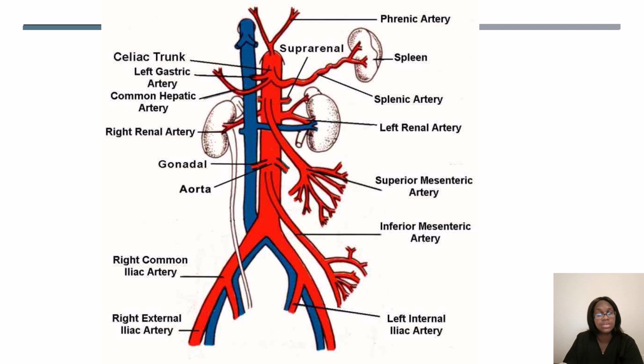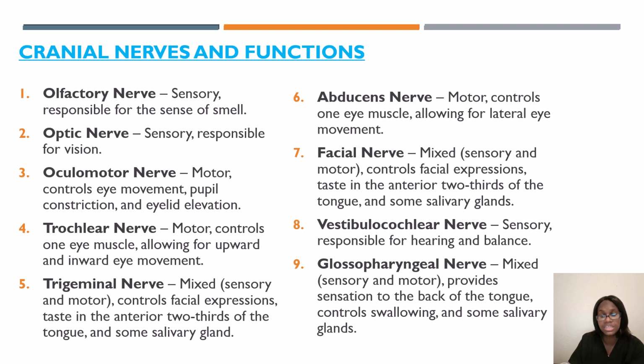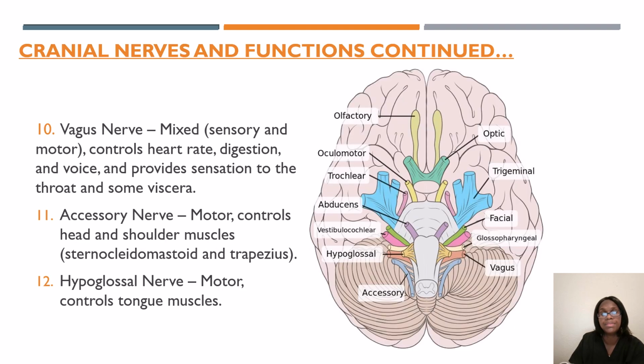I will say, know this information, know how to pick it out, know which area it branches off to or from. How many cranial nerves do we have? Do you know that it's 12? Which number corresponds to which one? You can also know the functions of the cranial nerves. It's good to know, just to give you an idea. I have them numbered, and then I have them continued on this page if you all would like to read up on the cranial nerves.